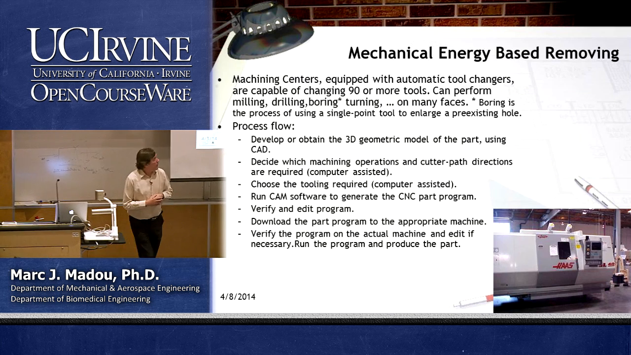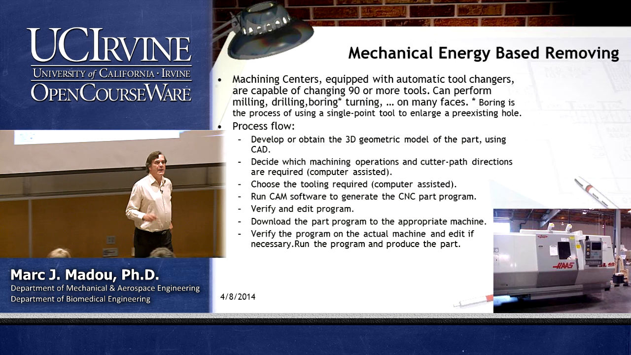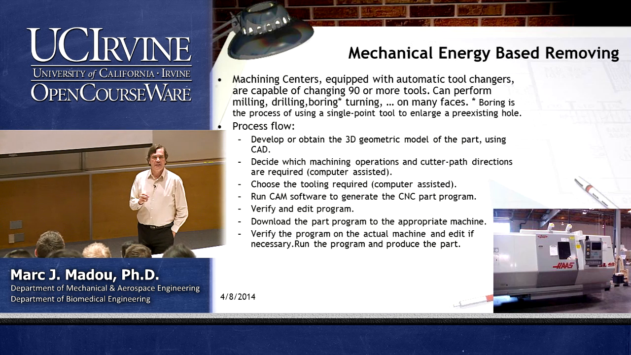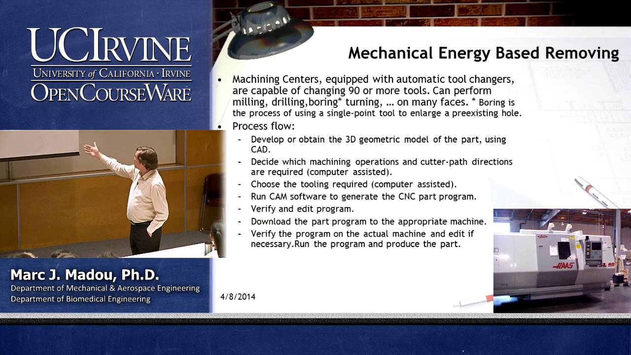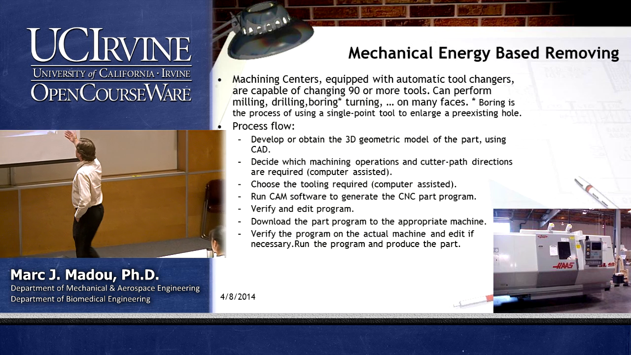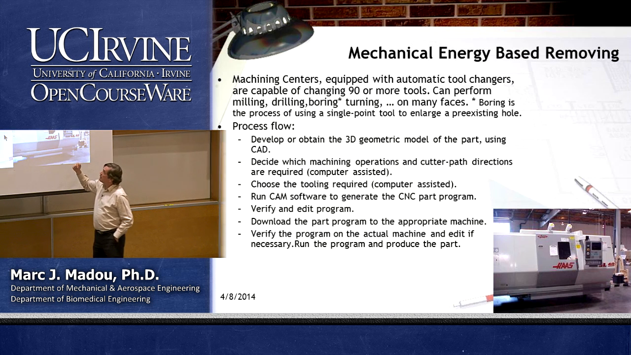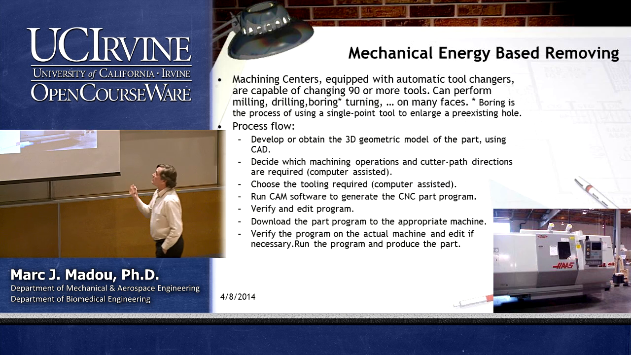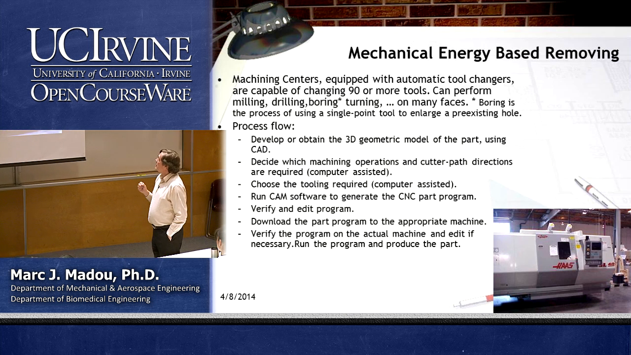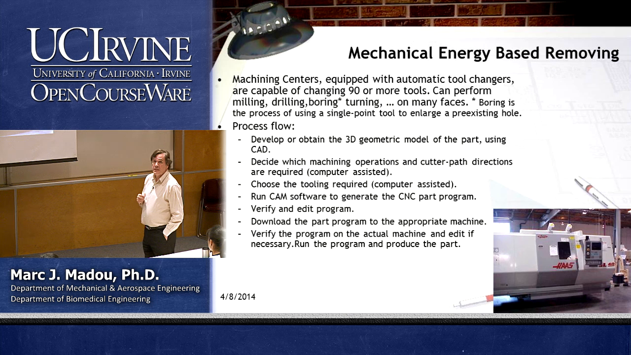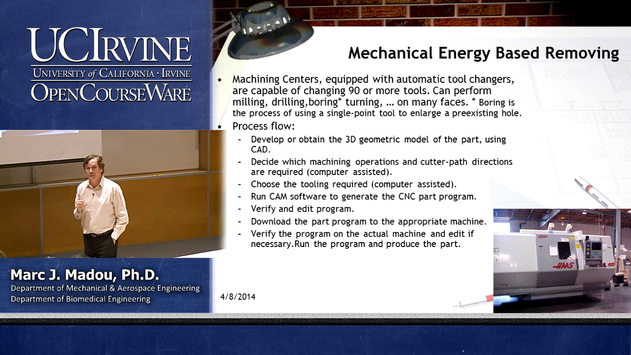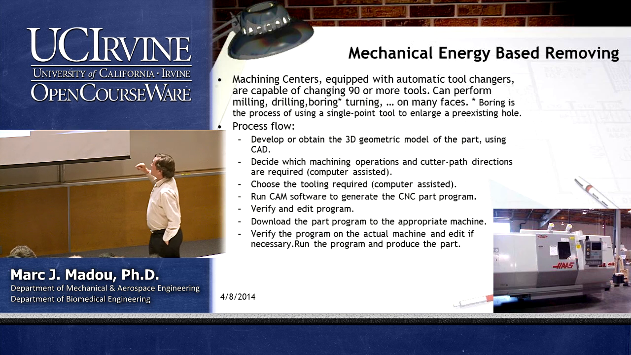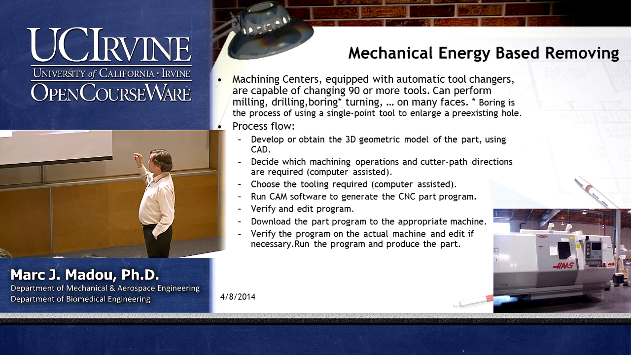This slide will be important for when you have that practicum on CNC machining, right? Because it will tell you in much more detail the process flow you will go through when you're faced with a CNC machine like these. The process flow will be to develop or obtain the 3D geometry of the model part you're going to be making using CAD. That's why we need to make sure that you all have a minimum of understanding of CAD. Then you decide which machining operations and cutter path directions are required. And that's all computer assisted.